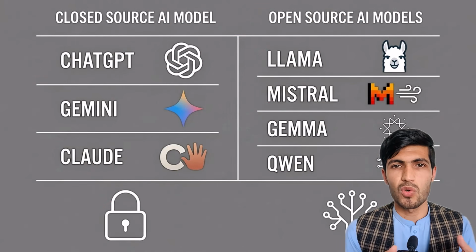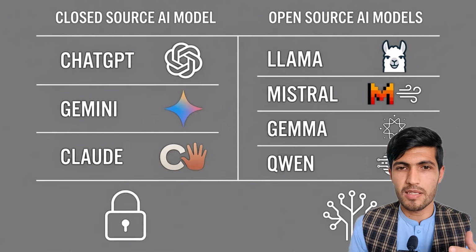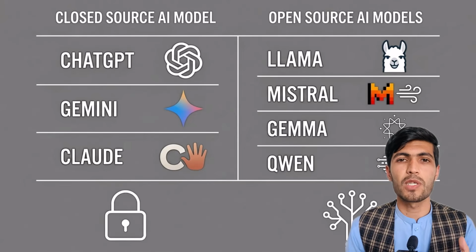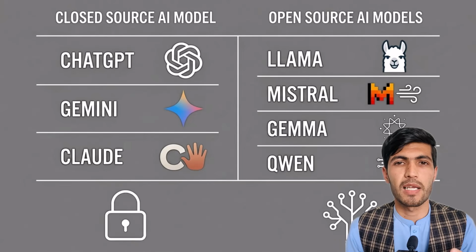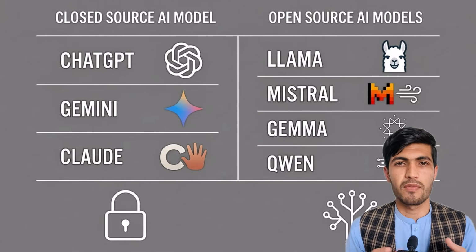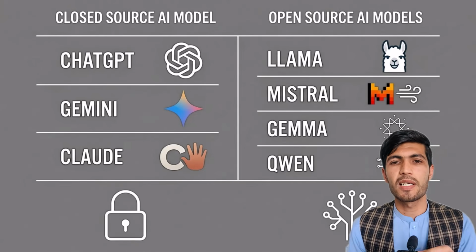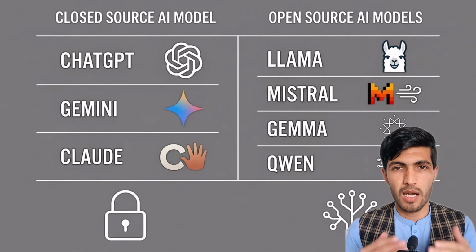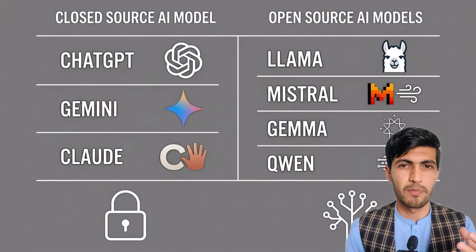And if we come to the closed source models like ChatGPT, Gemini, and the Anthropic models, we cannot use these for free. Open source means that we can download them and run them on our machine, like Qwen, Llama, Mistral, and Gemma. These are the open source models that we can run on our own machine, for free. So now let's learn how to use Claude Code for free with Ollama.